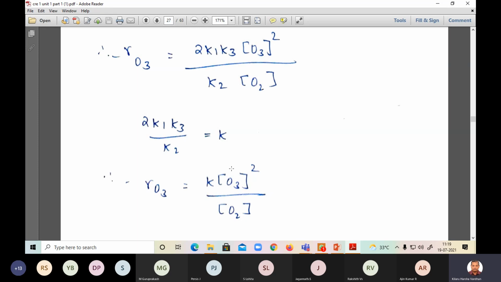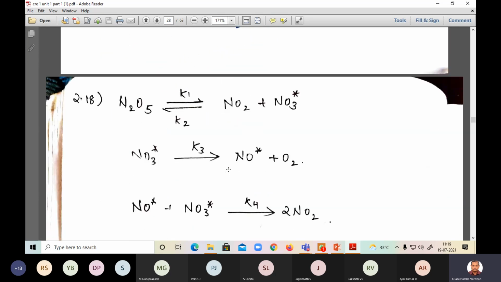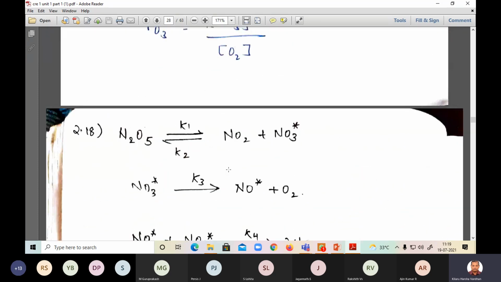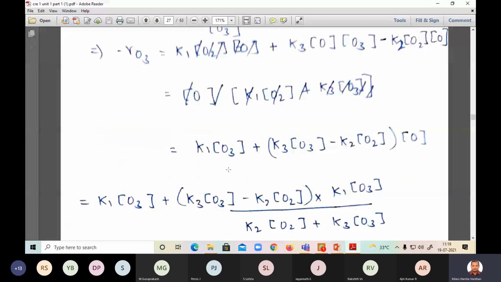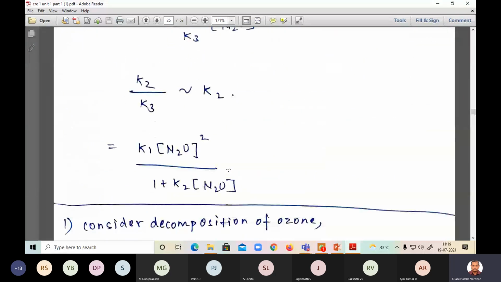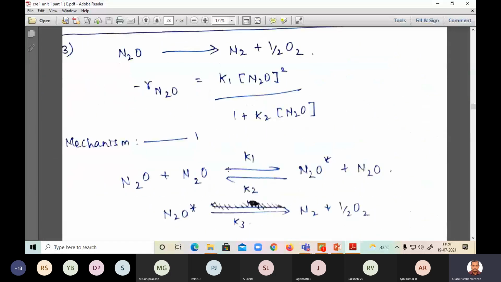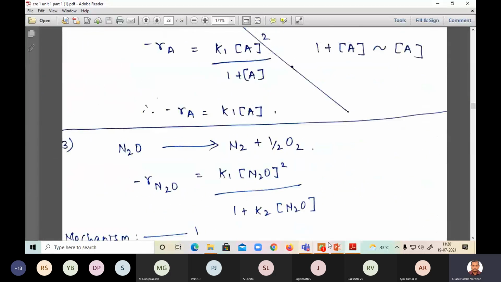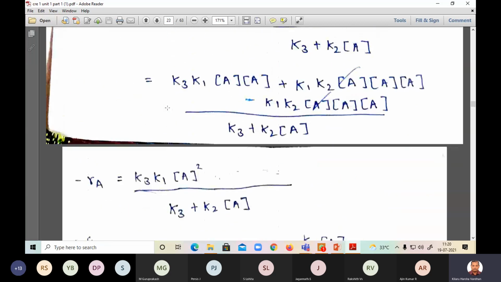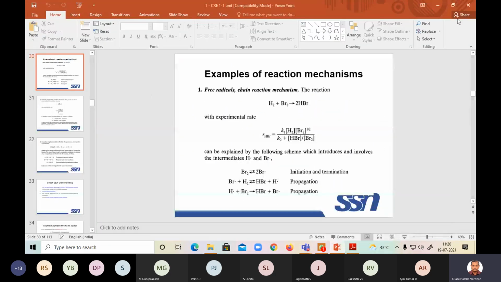There are some things where you have to go for a chain mechanism. I'll show that now. This is the chain mechanism problem. I'll show the problem first. Where is the problem? I think she didn't write. Give me 1 second.